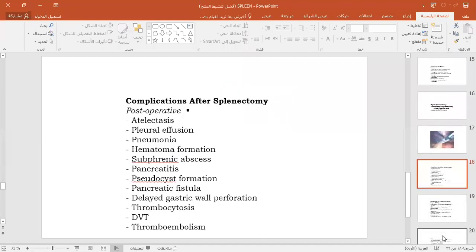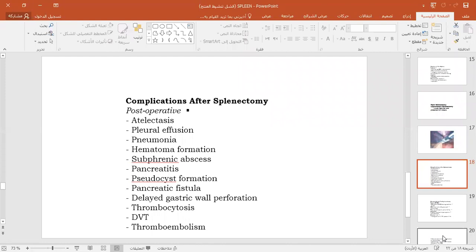The other topic is complications after splenectomy. After splenectomy there are complications. Postoperative atelectasis is common after splenectomy, and postoperative pleural effusion, because of its proximity to the diaphragm. Sometimes it is a reactive pleural effusion. Pneumonia, postoperative pneumonia. So respiratory complications after splenectomy are common.